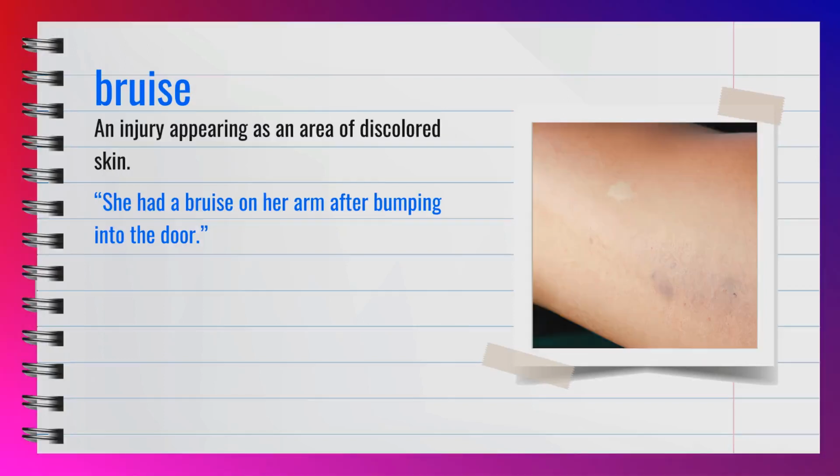The word bruise, spelled B-R-U-I-S-E, is a noun. It refers to an injury appearing as an area of discolored skin. An example is, she had a bruise on her arm after bumping into the door. Bruise, an injury appearing as an area of discolored skin.